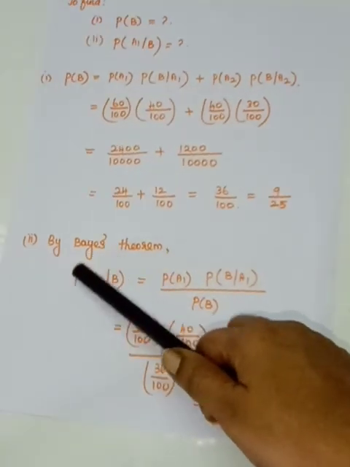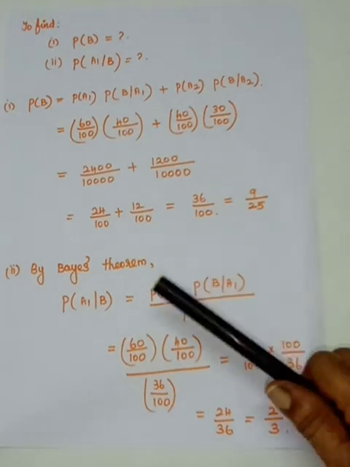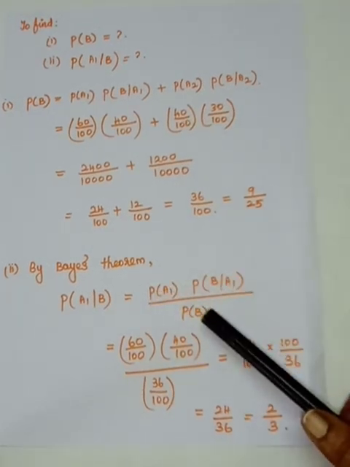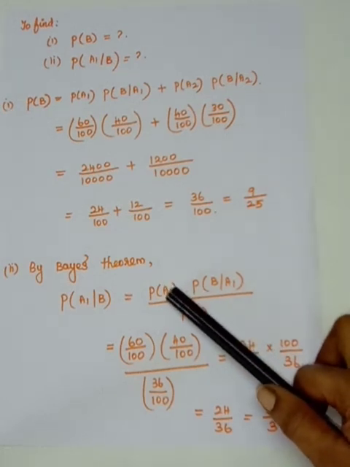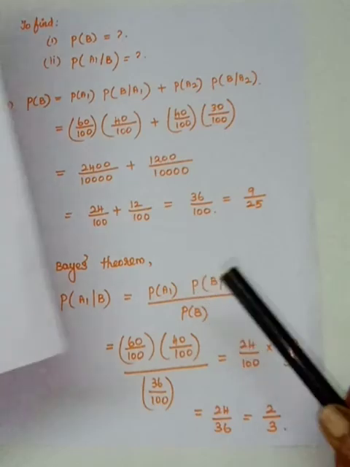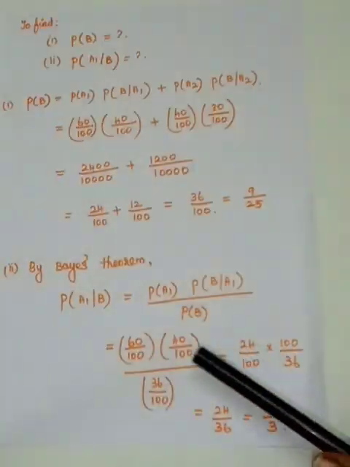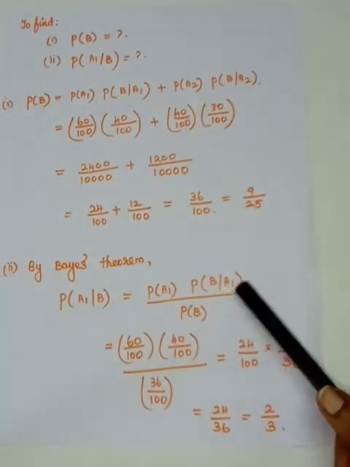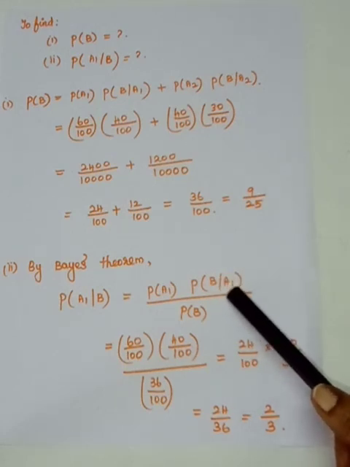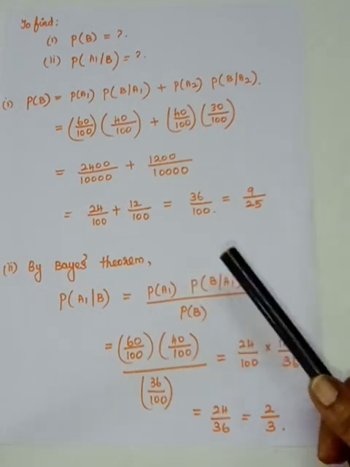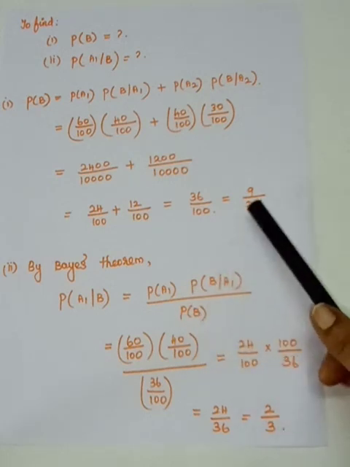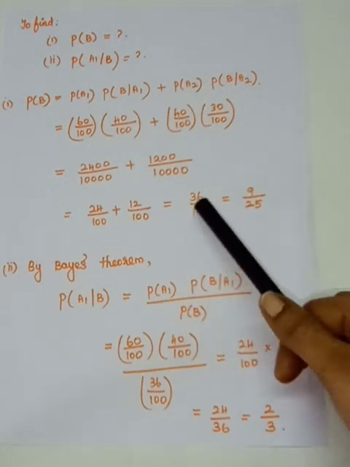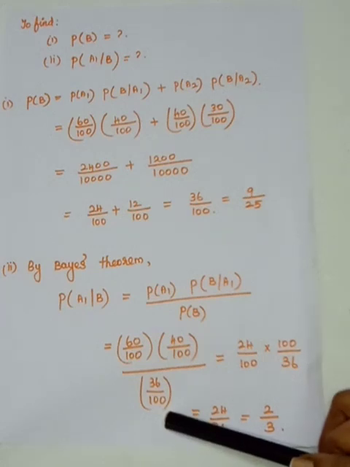So using the Bayes theorem, what is the formula for that? It is P of A1 into P of B by A1 divided by P of B. P of A1: A1 is the event that wife is watching the television. So it is 60 by 100. And P of B by A1. What is A1 here? A1 means wife is watching, and what is the probability that husband is also watching. So therefore it is 40 by 100 divided by P of B. So the total probability that the husband is watching the television is 9 by 25, or we can write 36 by 100. Both are the same.